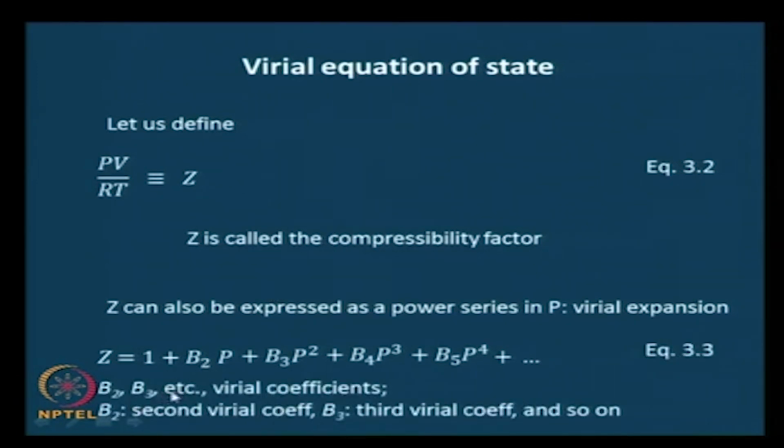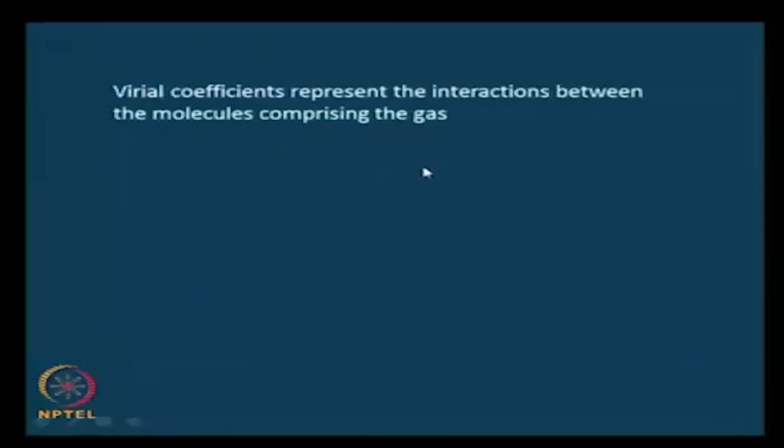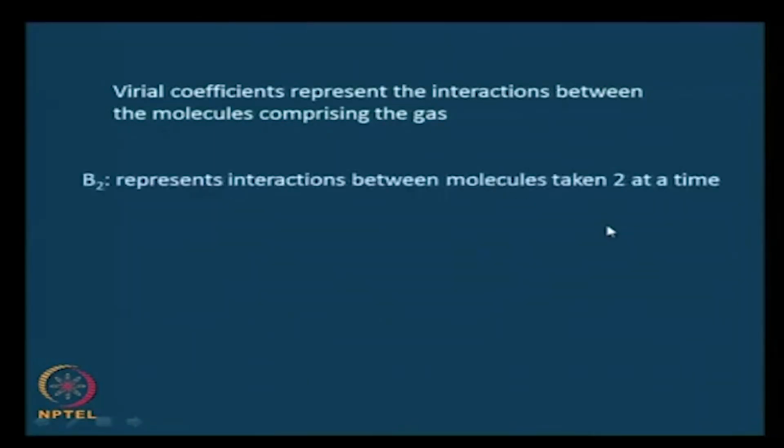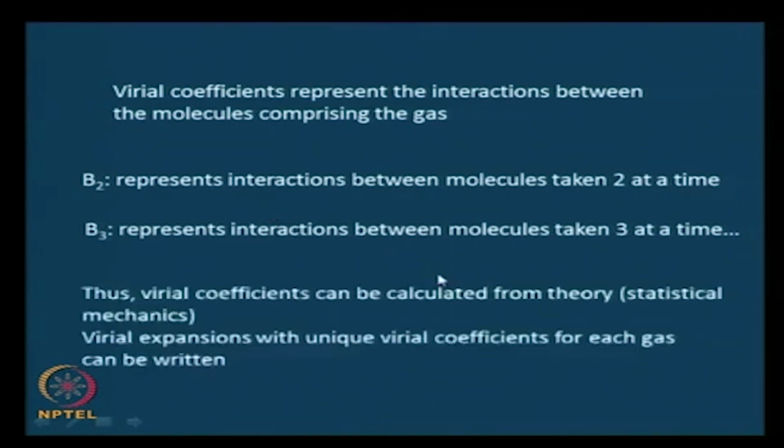Here B2, B3 are called the virial coefficients, the second virial coefficient B2, third virial coefficient B3 and so on. We also said that virial coefficients represent the interactions between the molecules comprising the gas, and therefore they can be found from theory, statistical mechanics. For example, B2 represents interactions between molecules taken 2 at a time, B3 represents interactions between molecules taken 3 at a time, and so on.